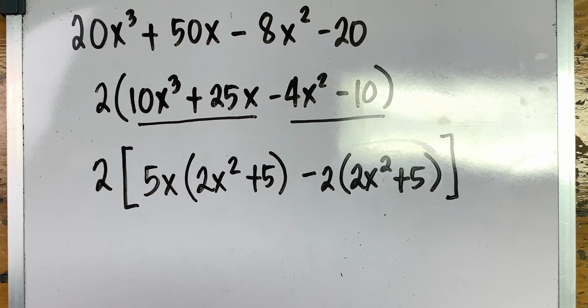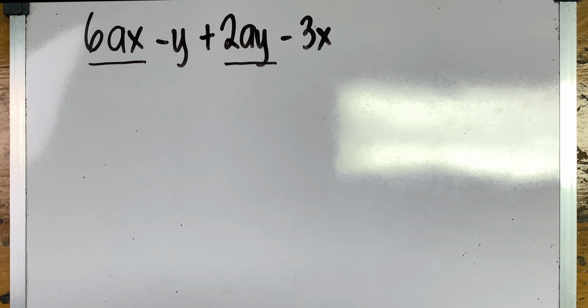Okay, for our next example, 6ax minus y plus 2ay minus 3x. Here, we need to rearrange the terms before we factor them out. We arrange 6ax and 2ay, put them together. So 6ax plus 2ay minus 3x minus y. So this will be our first group, and this will be our second group.